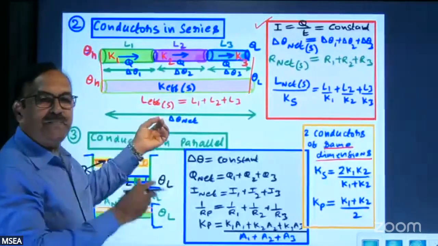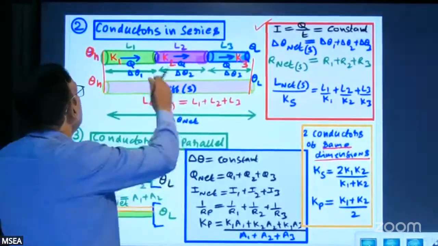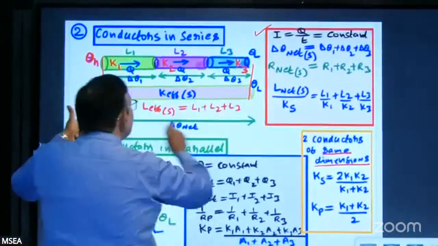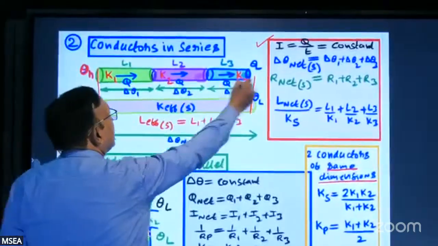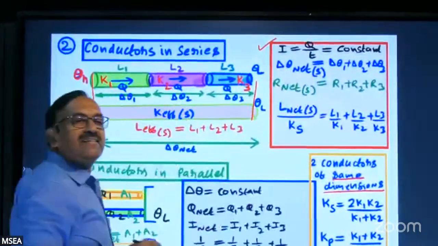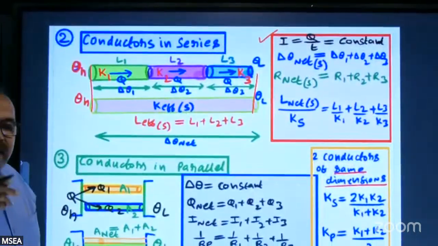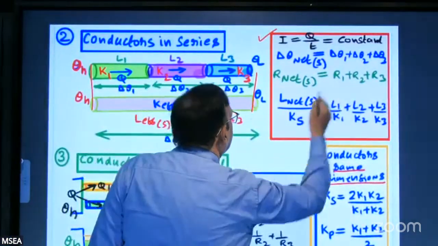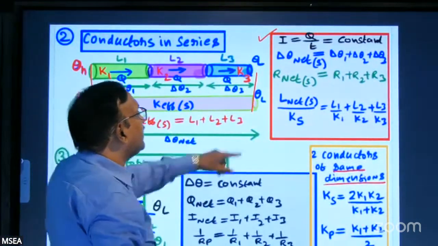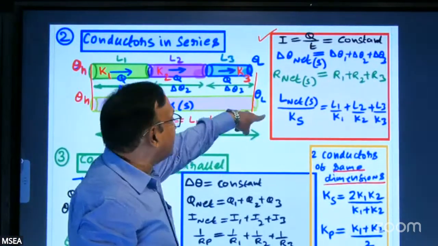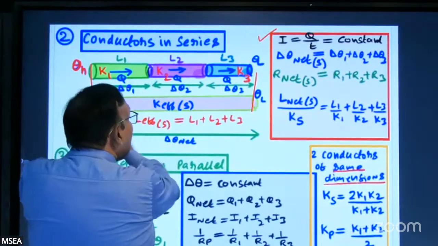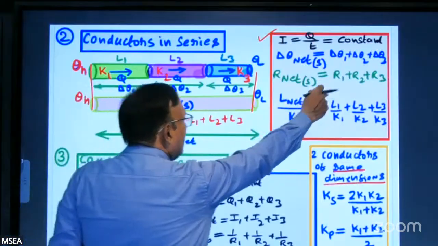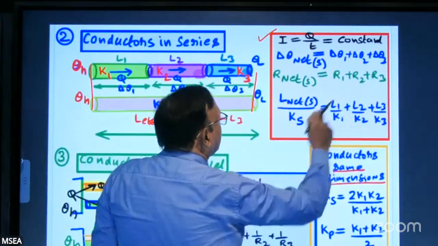If our short notes are better, something like this. First thing in series combination is the heat current will remain constant, and delta theta net is nothing but delta theta 1 plus delta theta 2 plus delta theta 3. Just like electricity, RS, the effective thermal resistance in series, is R1 plus R2 plus R3. And we can easily derive that. How to calculate Ks? L net divided by Ks, for this combined conductor, is L1 by K1 plus L2 by K2 plus L3 by K3.